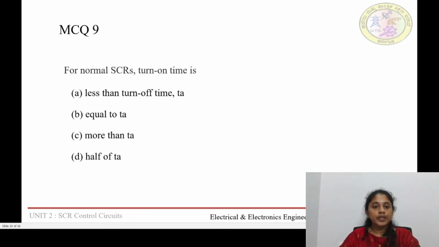For normal SCRs, turn on time is: option A, less than turn off time, where TA means turn off time. Option B, equal to turn off time. Option C, more than turn off time. D, half of turn off time. Normally we prefer gate triggering to turn on an SCR, right? Yes. In gate triggering, turn on time is very less. With increase in the gate current, turn on time also decreases. Hence the answer is A. That is, the turn on time is always less than turn off time for a normal SCR.